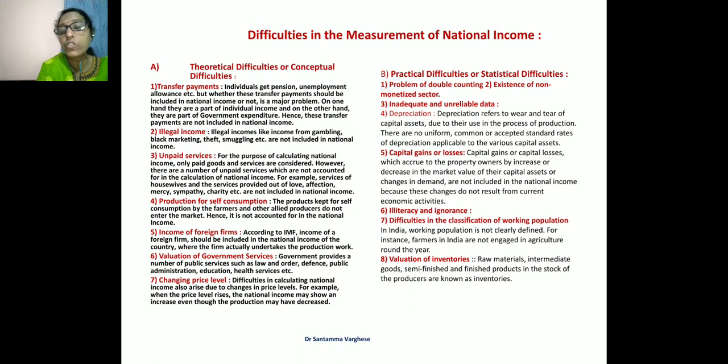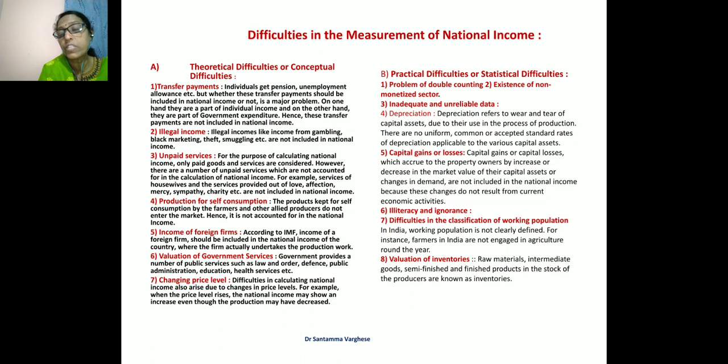Difficulty in classification of the working population. In India, the working population is not clearly defined. For instance, farmers in India are engaged in agriculture around the year. In the off seasons, they engage themselves in alternative occupations. In such cases, it is very difficult to identify the income of a particular person. So much of this income is not included in the calculation of national income.